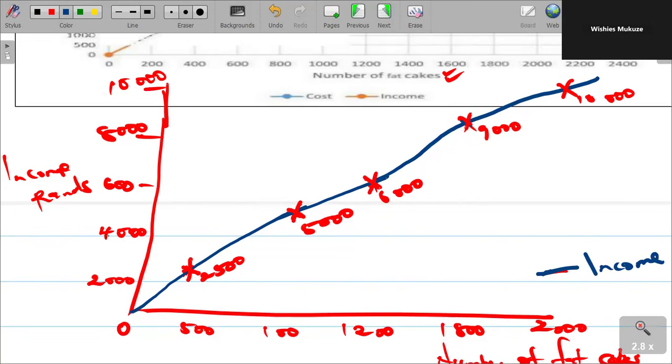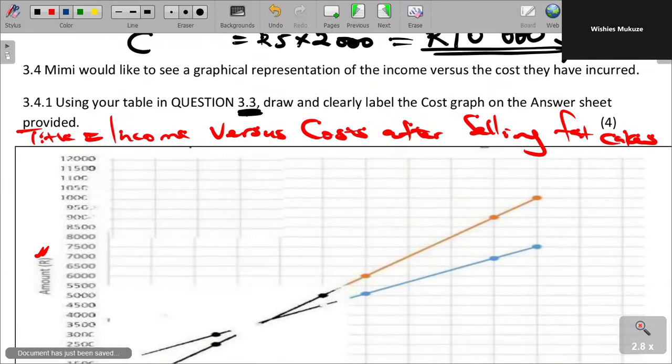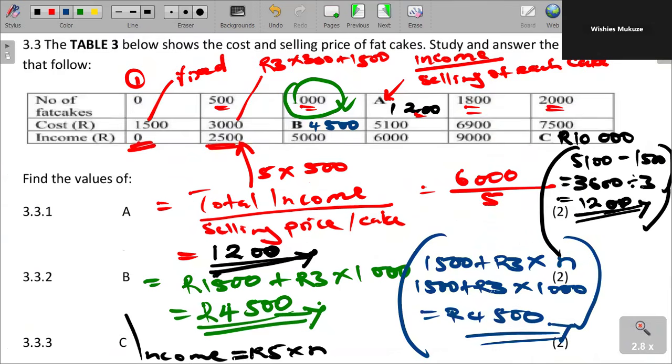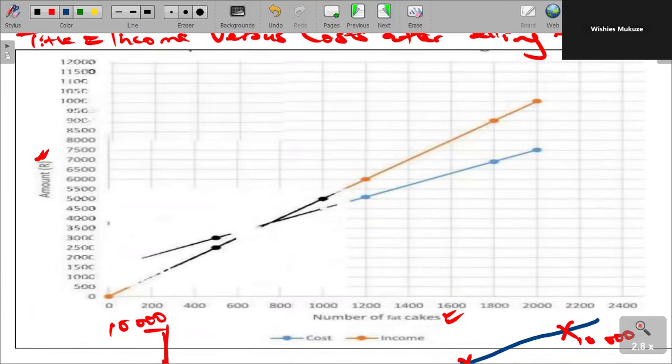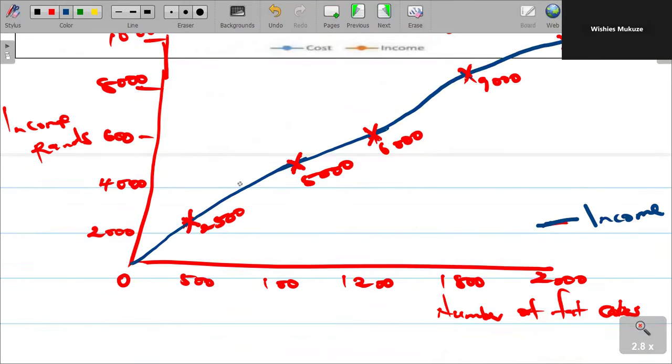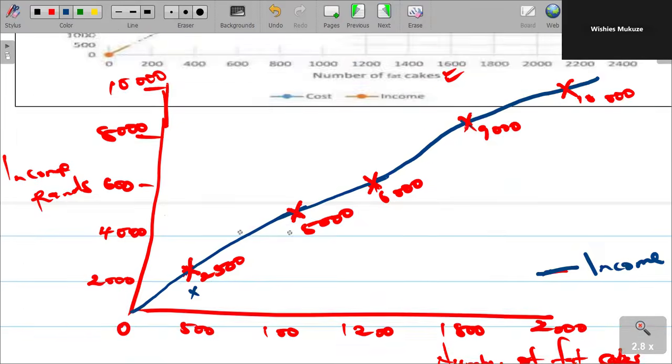And then I can as well have the graph for cost. The cost, which is 1.5, 3,000, 4.5. 500 is 1.5. I can maybe mark 1.5. 1.5 is 1.5.